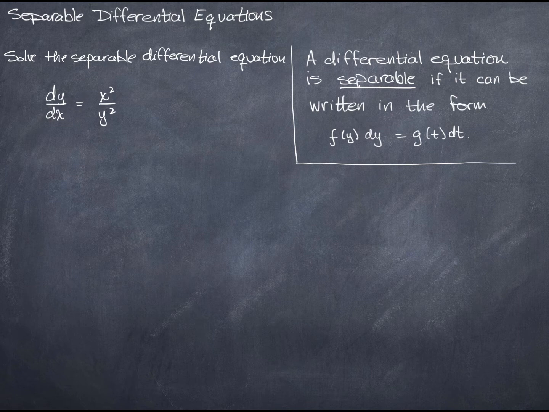The trick with these is pretty simple. Let's multiply both sides by dx and multiply both sides by y squared. Having done that, I can now cancel the y squared on this side, and I can cancel the dx on this side, and I have this equation y squared dy equals x squared dx. And all I need to do now is take the integral of both sides.